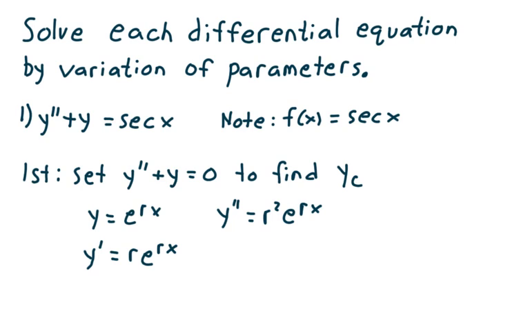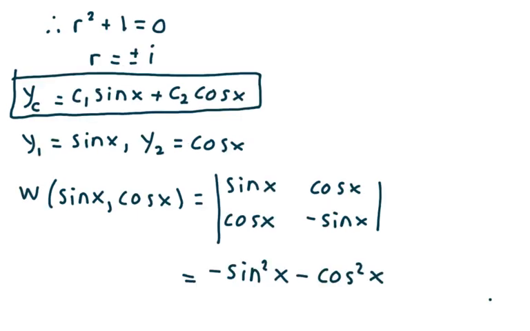First, we're going to set y double prime plus y equal to 0 to find the complementary solution y sub c. So just like before, we're going to let y equal e to the rx, y prime is r e to the rx, and y double prime is r squared e to the rx. So my characteristic equation is r squared plus 1 equals 0. Solving for r, I get plus or minus i. So my complementary solution y sub c is equal to c1 sine x plus c2 cosine x.